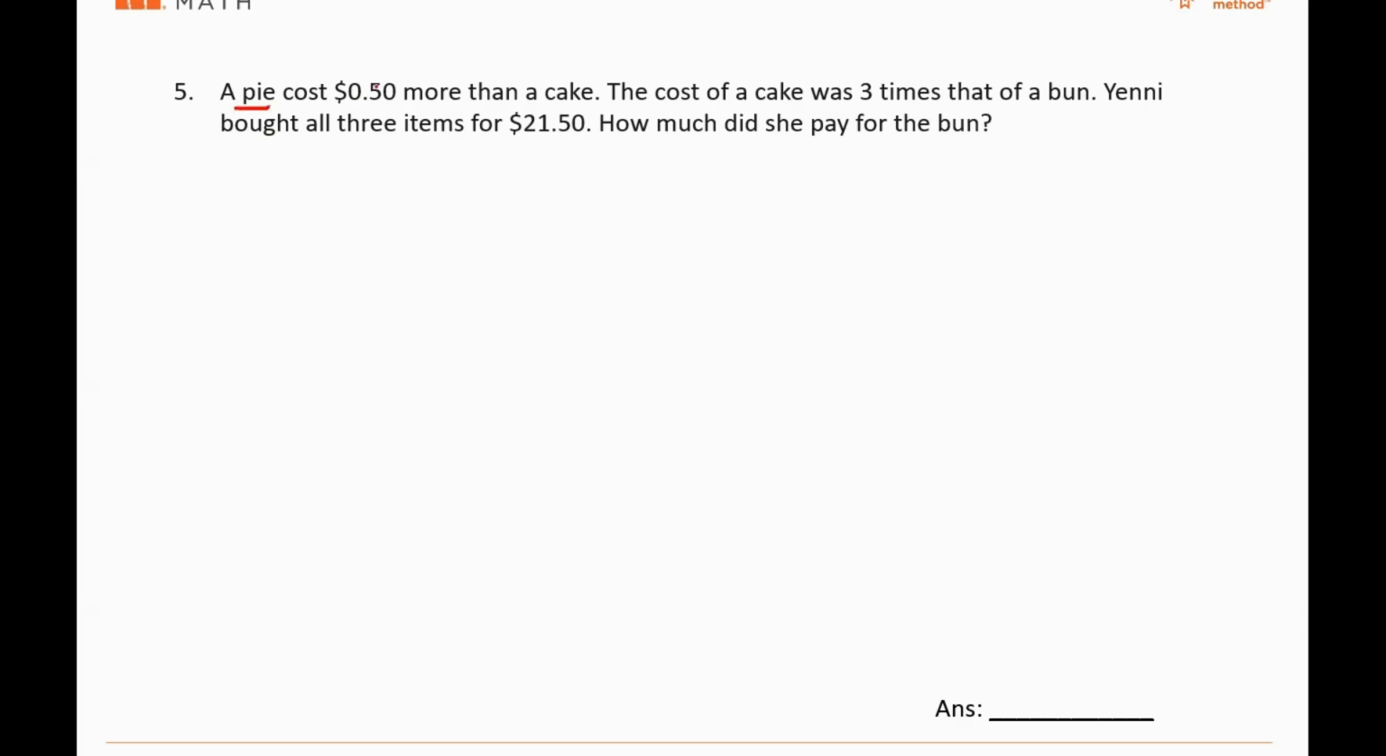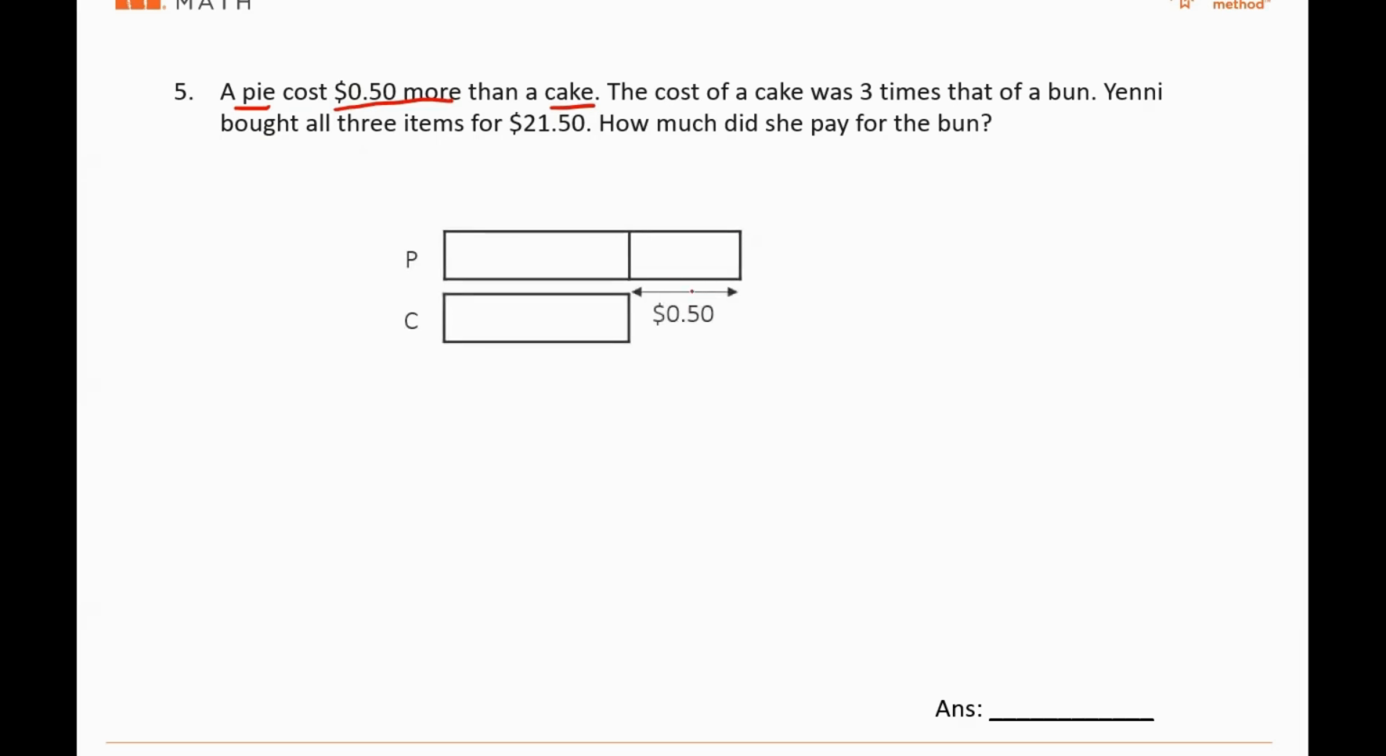It tells us the pie costs 50 cents more than a cake. So if I want to draw the model for the pie, the pie has to be longer than the cake, because the pie is more than the cake. And then the portion that is more, we will label it 50 cents.